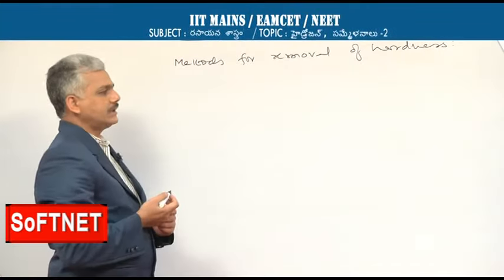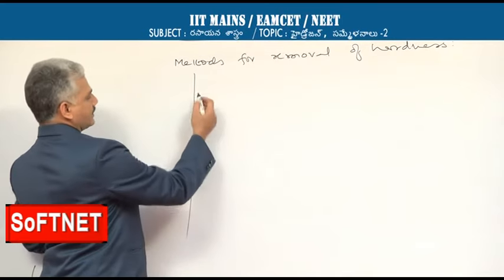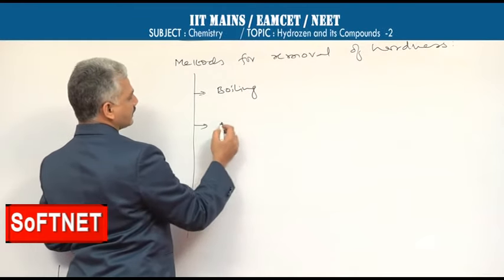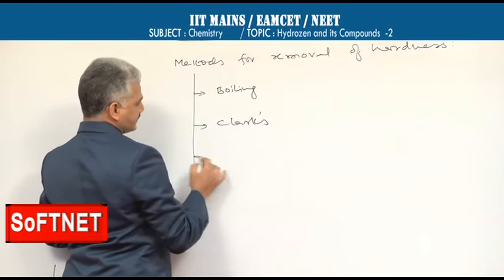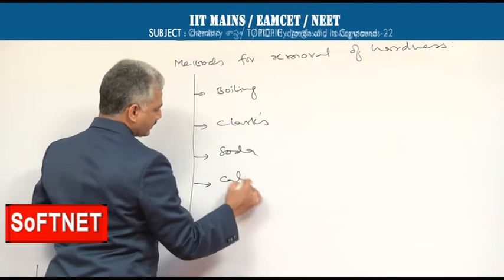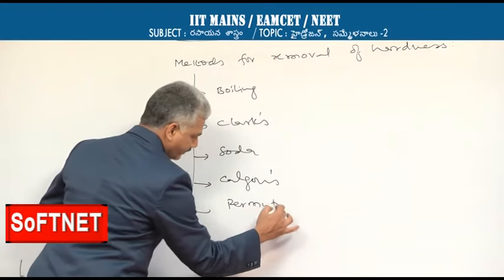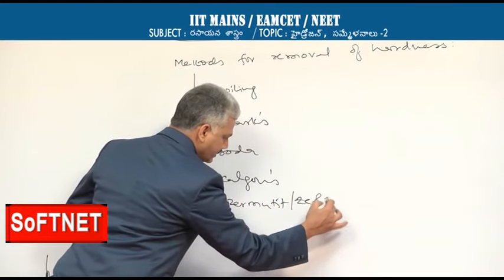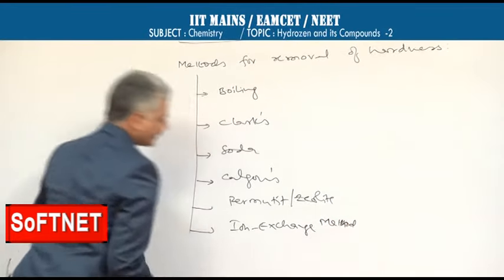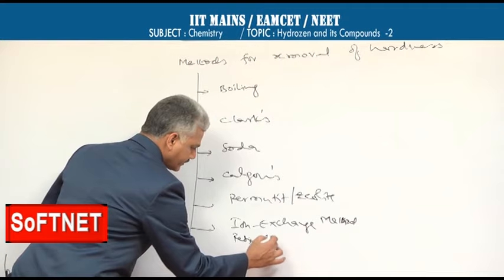Methods used for the removal of hardness of water. The following methods are commonly used: boiling, Clark's process, soda process, Calgon's process, permutit or zeolite process, and the ion exchange method. This ion exchange method is also called the resin method.